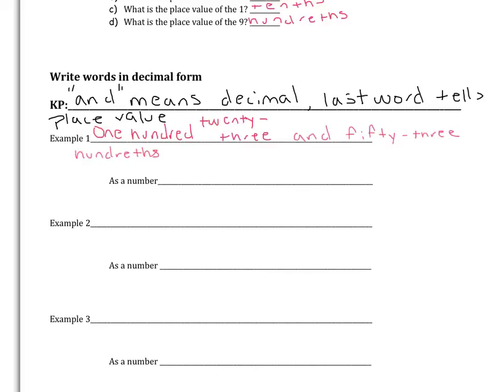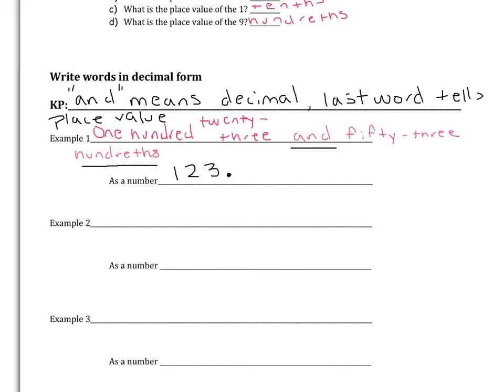So the first thing that we want to do is we want to look and just write out what we see. We see 123. So I'm going to write that out. 123. The word and is going to tell us we need a decimal. So I'm going to put a decimal. And then I see 53 hundredths.